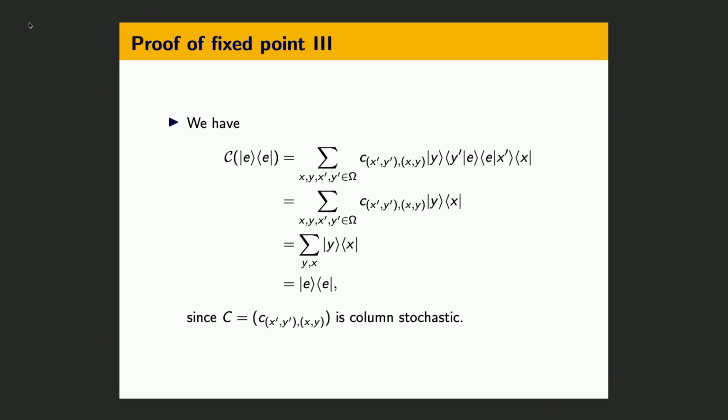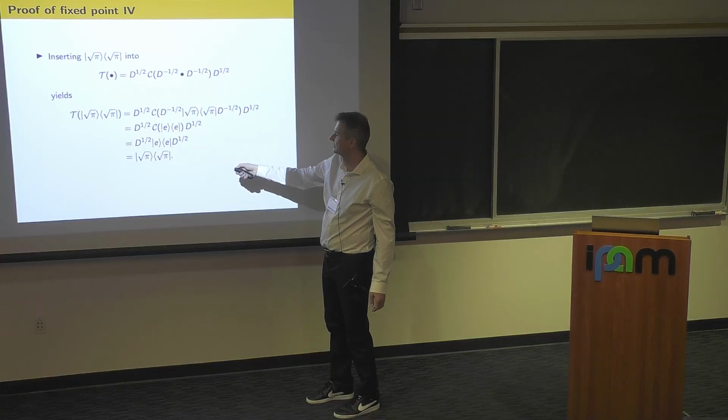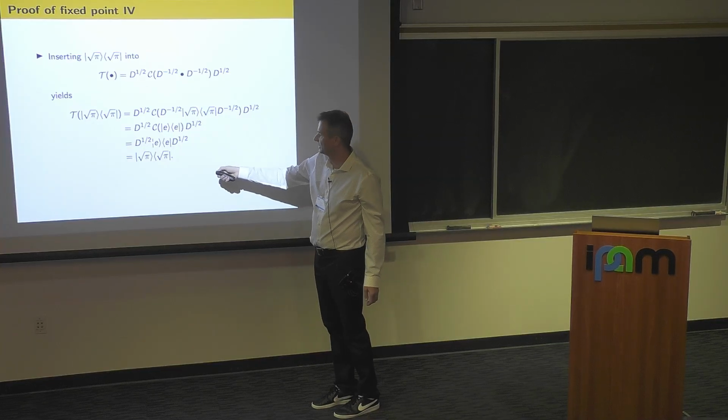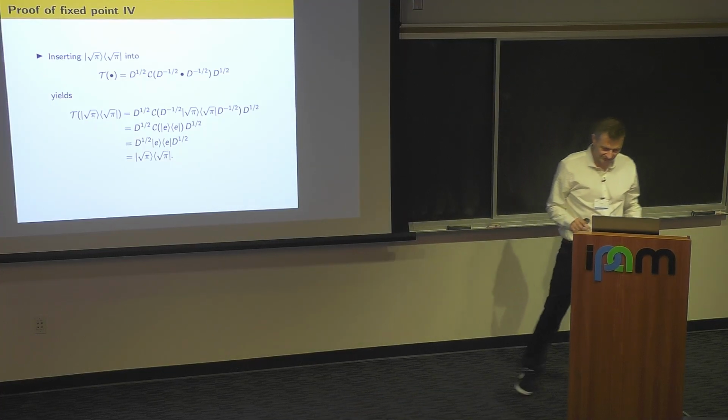The similarity transformation is to make it work for the Qsample. Now, if you insert the projector onto the Qsample, you can see that the inverse square root of D will change the Qsample to the all ones vector. Then we already established that this all ones matrix is a fixed point of C. Then we get this here, and then we need to transform it back to the Qsample.